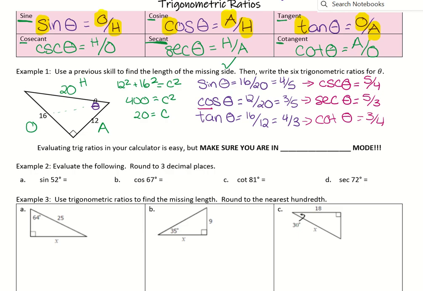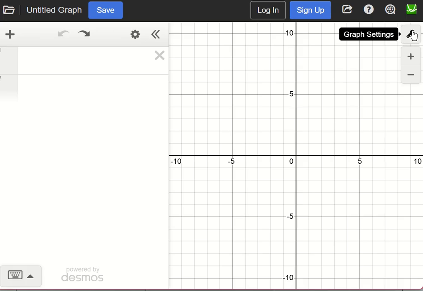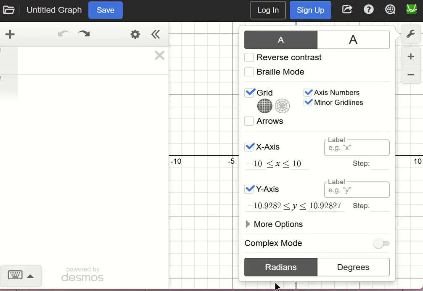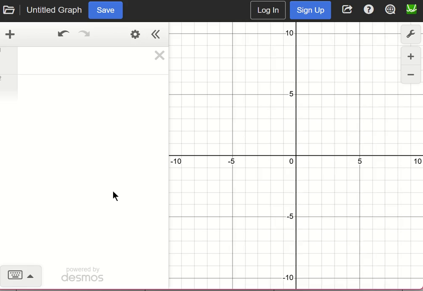So now let's actually evaluate some of them. Doing it in your calculator is easy, but you have to make sure that you are in degree mode. Even if you're in Desmos, you've got to be in degree mode. All right, so here's Desmos pulled up. In order to make sure you're in degree mode, you'll click on this wrench in the top right corner to change your settings. And down at the bottom, radians is currently selected. You're going to want to change that to degrees. Once you've changed that to degrees, you're good to go.